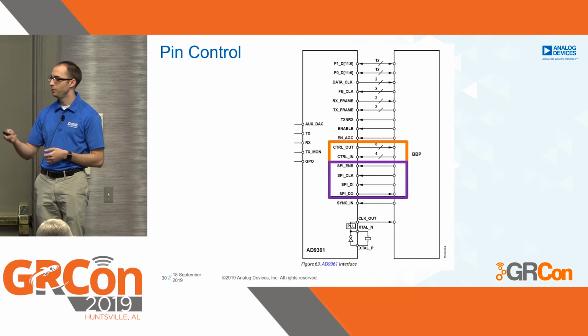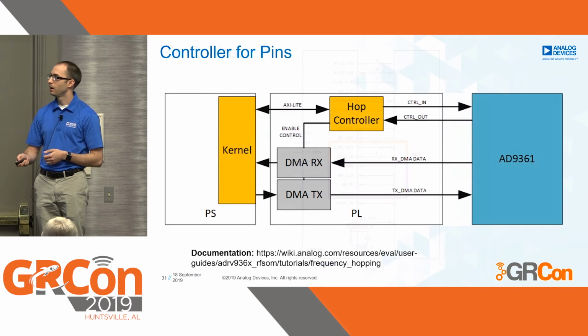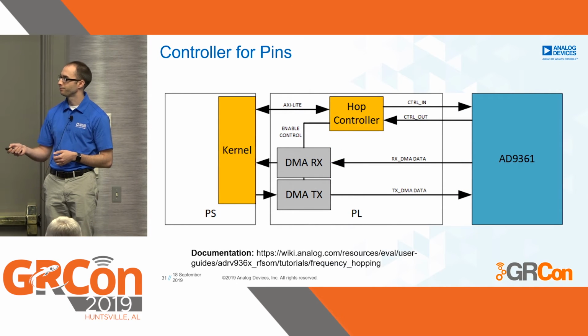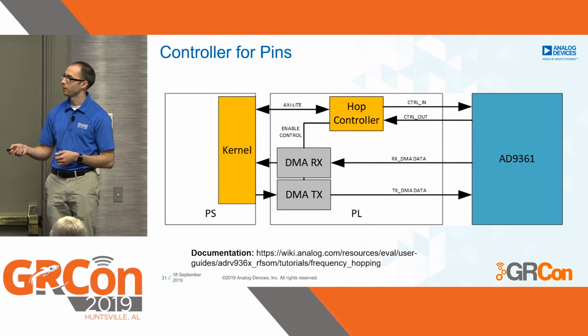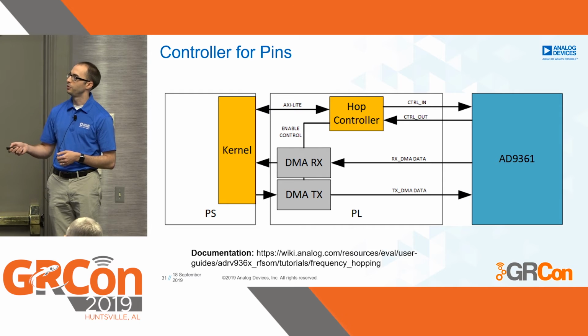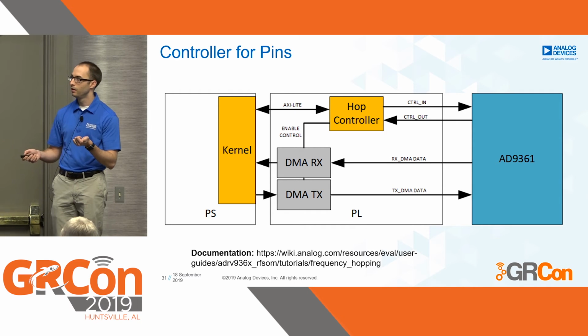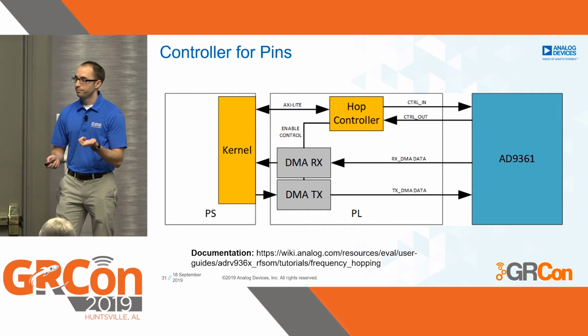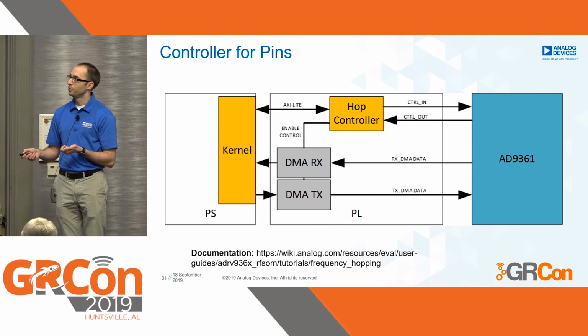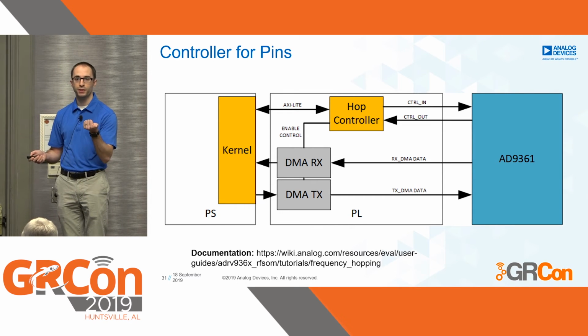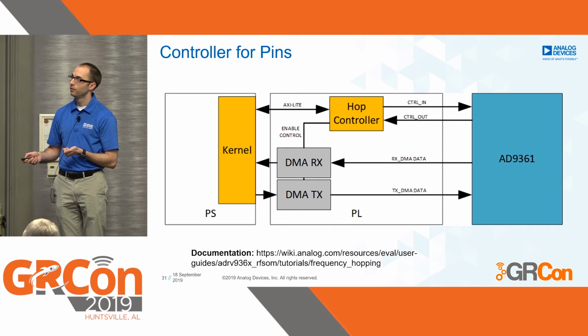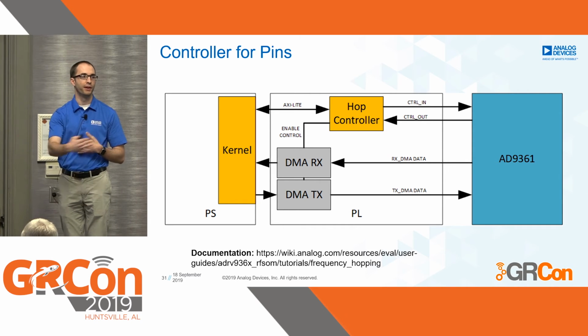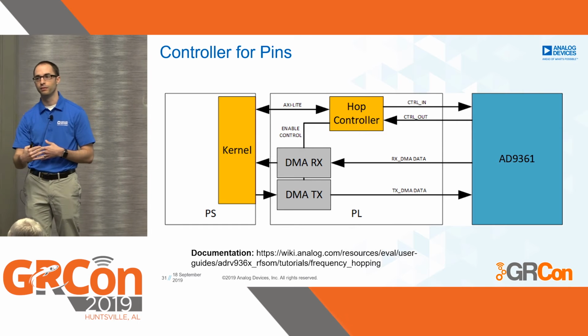And a way that you could set this up would be that you have this hop controller. So in this diagram we have the PL in the middle, so our fabric, the PS on the left with our kernel in it, and then the chip on the right. And we're talking to the chip through those control pins and then reading them out so we can make sure that the baseband PLL is always locked. And then we could use this hop controller to control these pins, tell the part when to hop, and then control the DMA data so that during those transitions, we don't allow any data into the DMA or out of the DMA back into the part.